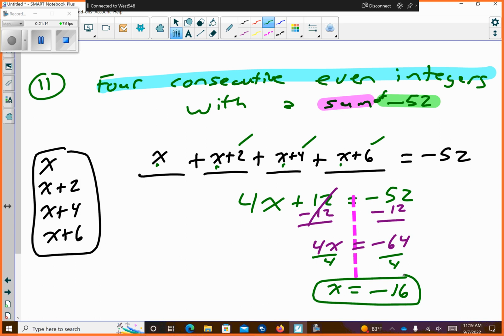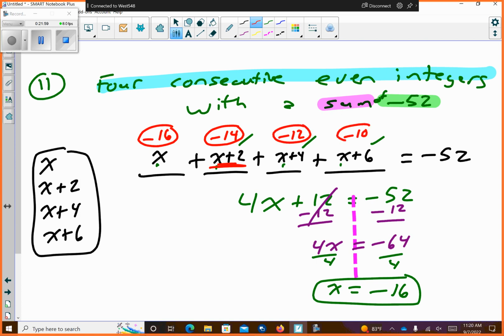Okay. Is negative 16 an even number? Yeah, it's a negative even. That's okay. So ready? If this is negative 16, what do I do for this next number? What do I add to it? 2. So negative 16 plus 2. How much? Negative 14. Ooh, that's kind of a gotcha. That's a tougher one. Okay? If I take negative 16 and I add 4 to negative 16, what do I get? Negative 12. And what do you think the last one's got to be?